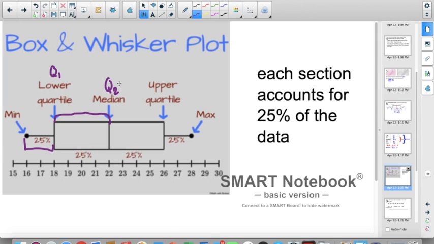Median is also known as Q2. And then from the median to the upper quartile, Q3, that is another 25% of the data. And then from Q3 to the max is another 25% of the data. Okay?